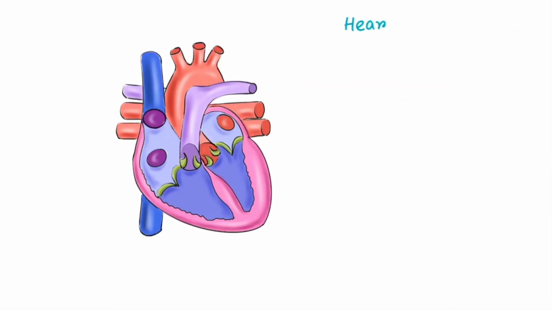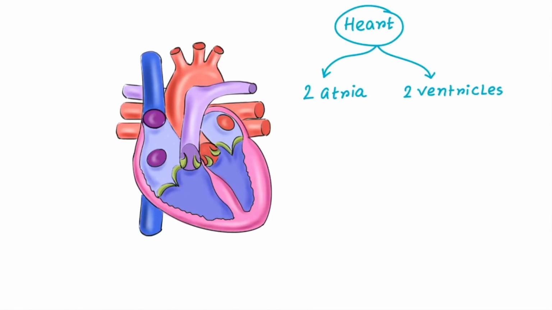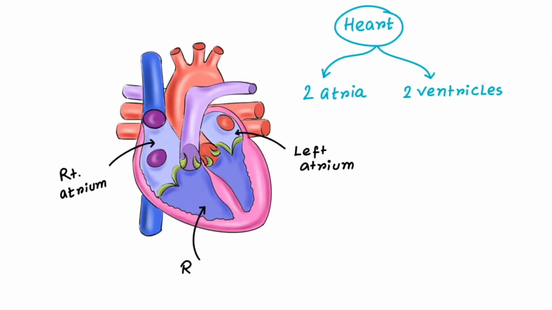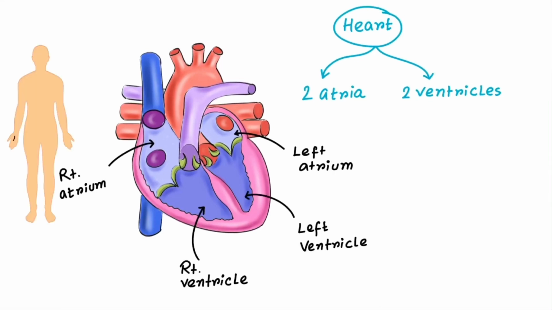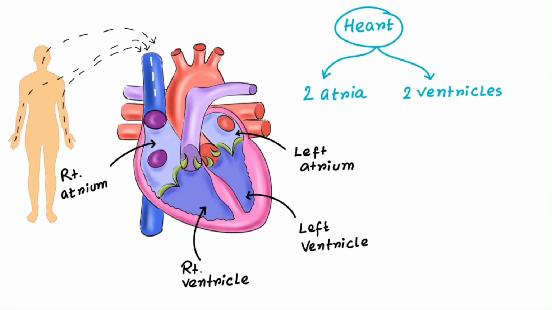You already know that the heart has four chambers, two atria and two ventricles. So here in this diagram, this is the right atrium and this is the left atrium. And in the lower portion, this is the right ventricle and this is the left ventricle. Now the deoxygenated blood from the upper part of the body, that means blood from upper extremities and head and neck region, is carried by this big vein and ends up in the right atrium. This large vein is called the superior vena cava.